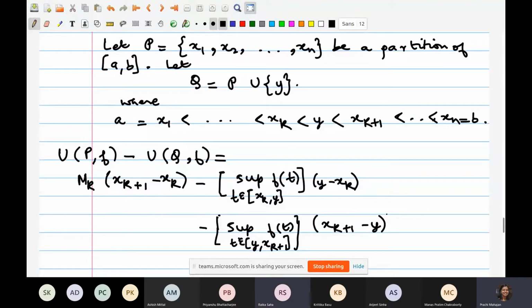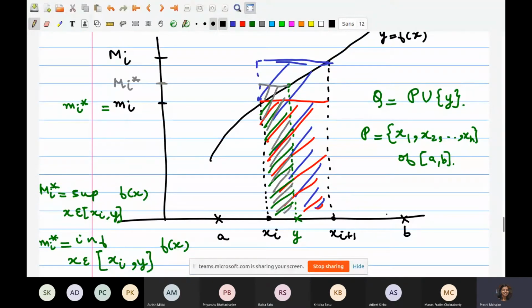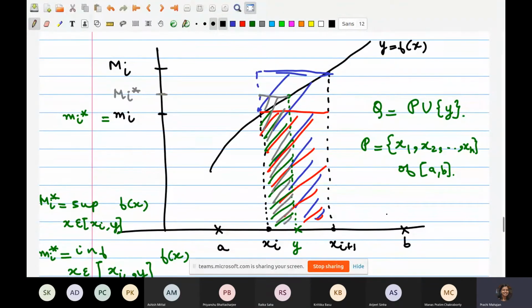See, what am I trying to say here? Let's just go back to this picture here. P is a fixed partition of the interval AB and Q has just one more point. In what I have drawn, Q has just one more point, and suppose that point y belongs to the kth subinterval, right? So all of this is k here, right?